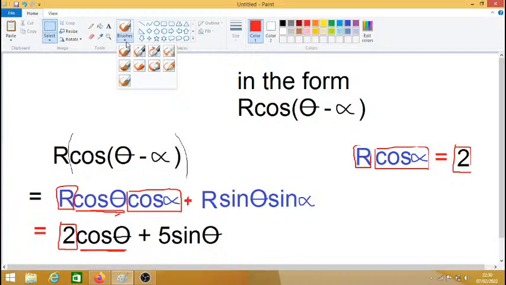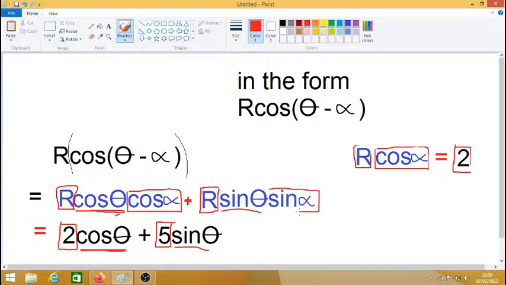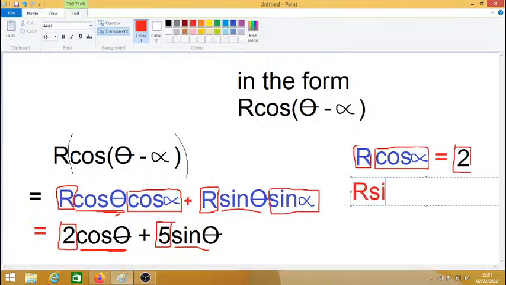And then we can do a similar matching thing on the second term. So we've got sine theta here matching the sine theta here. So what's left? You've got the 5, and in the line in blue, what's left is the r and the sine alpha. So that's our second equation. The r sine alpha has to be equal to the 5. r sine alpha has to be equal to 5.